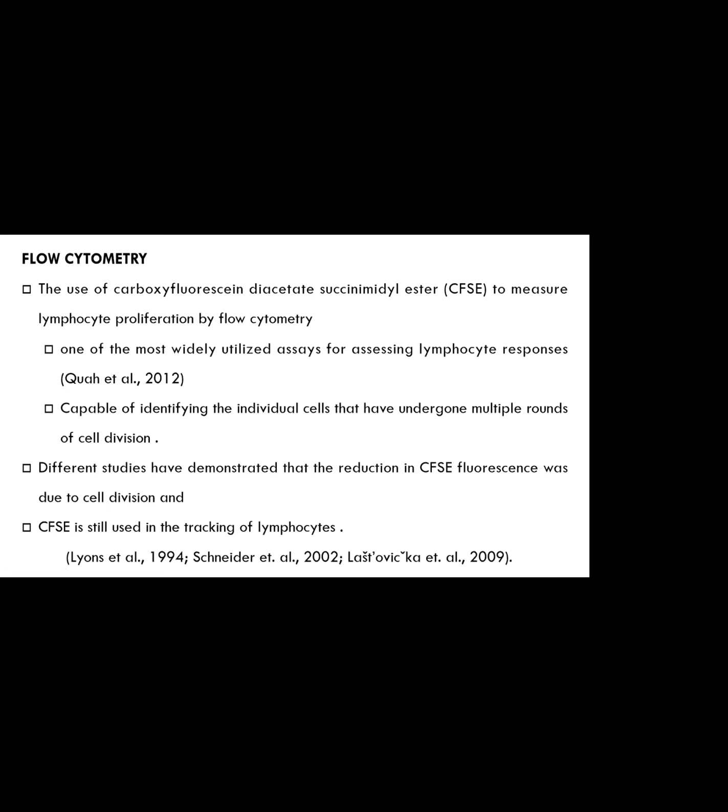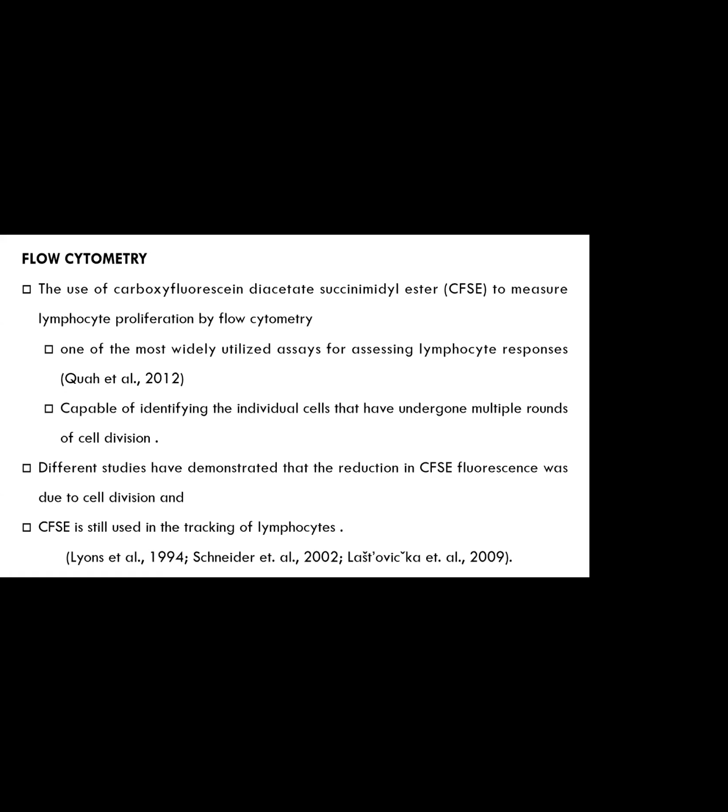It's capable of identifying the individual cells that have undergone multiple rounds of cell division, because it looks at them at a cellular level, each cell on its own. And then different studies have also shown that the reduction in fluorescence... because this particular ester will fluoresce, and it's the fluorescence from each of these cells that is picked up, and the intensity of that fluorescence is what is recorded. What studies have demonstrated is that when that fluorescence reduces, it's due to cell division.